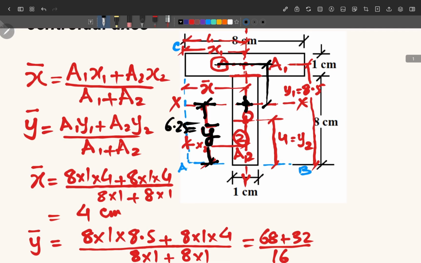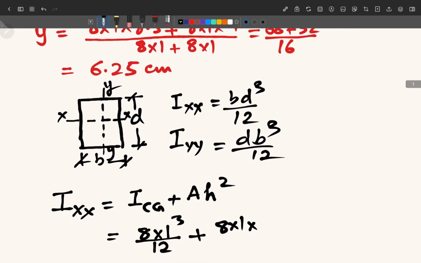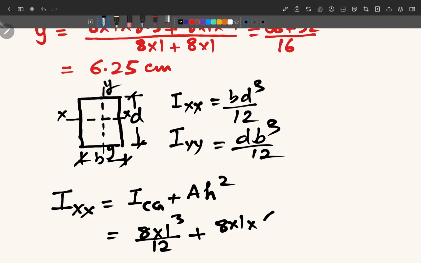So here the centroid of A1 is at 8.5 and the centroid of the whole T section is at a distance of 6.25. So we take this difference, 8.5 minus 6.25, whole square. So this is the moment of inertia of that rectangular area A1.